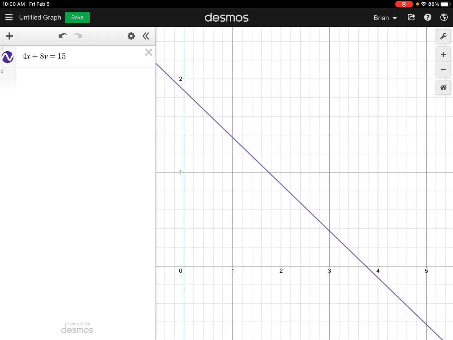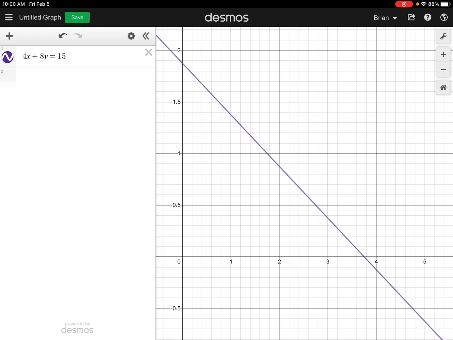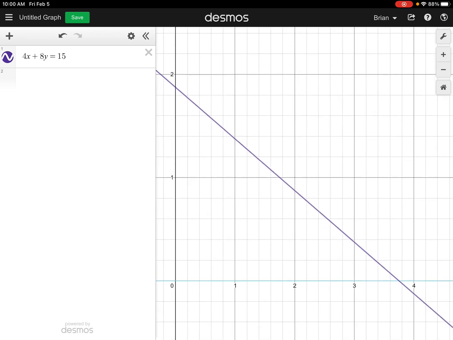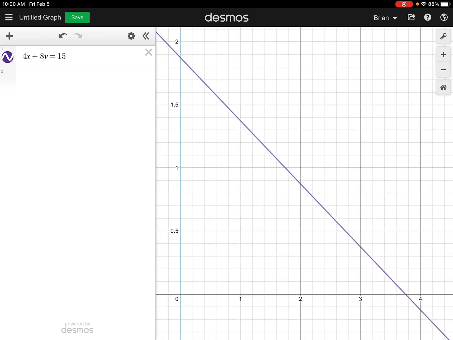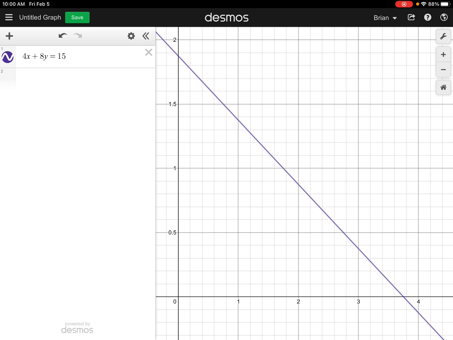Now I'm going to zoom in, like I said earlier, on the positive x values and the positive y values. I think that makes the most sense in our problem. So I'm just looking at that first quadrant that has positive x values and positive y values. Once you have that figured out, it doesn't have to be exactly the same as mine, but just get a good picture of your graph here. And then let's do a screenshot of it.